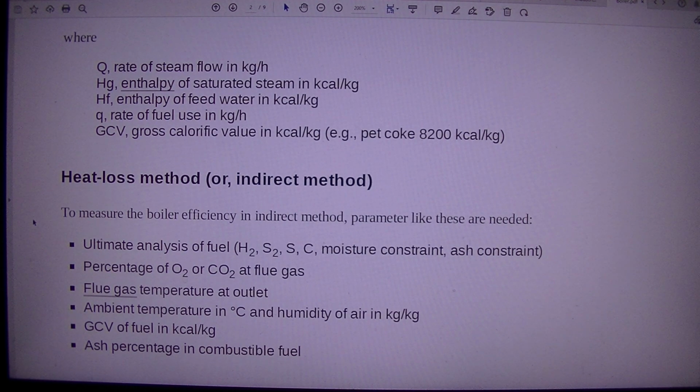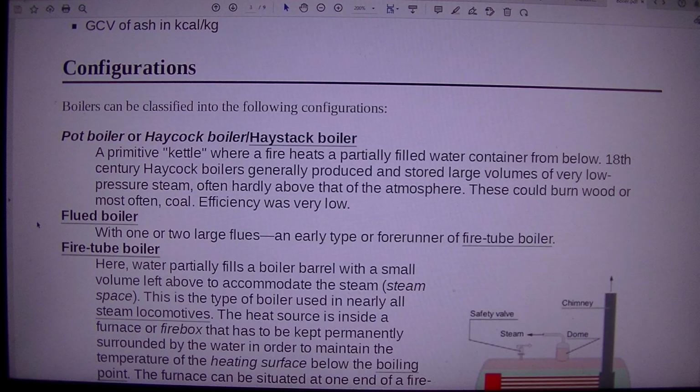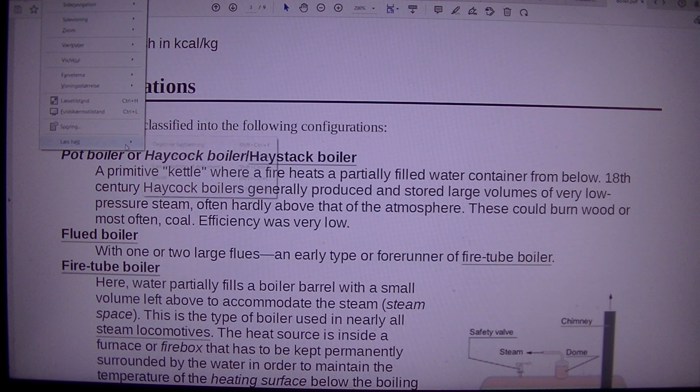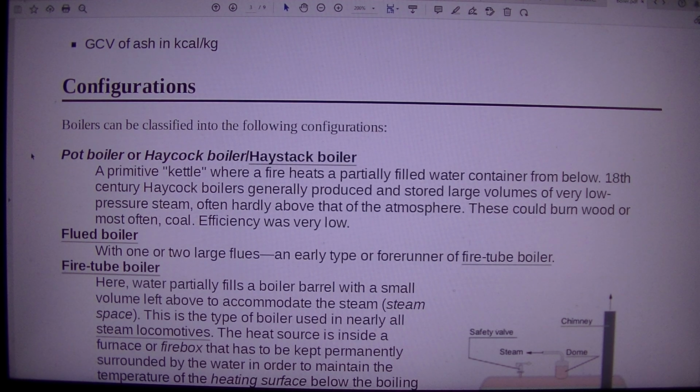To measure the boiler efficiency in the indirect method, parameters like these are needed: ultimate analysis of fuel, H2, O2, S, C, moisture content, ash content, percentage of O2 or CO2 in flue gas, temperature at outlet, ambient temperature in degrees C and humidity of air in kilogram / kilogram, GCV of fuel in kilocalorie / kilogram, ash percentage in combustible fuel, GCV of ash in kilocalorie / kilogram.